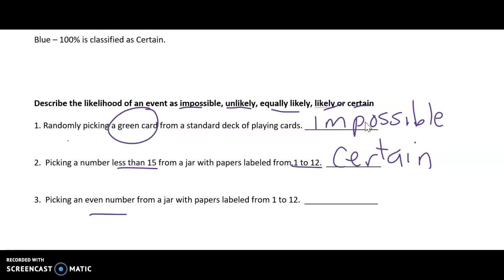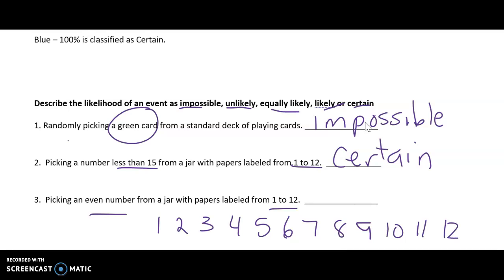Picking an even number from a jar with papers labeled 1 to 12. So I have 1, 2, 3, 4, 5, 6, 7, 8, 9, 10, 11, 12. Those are 12 choices. Even: 2, 4, 6, 8, 10, 12. So my probability is 6 over 12, which is 1/2, which is 50%, and 50% is considered equally likely.